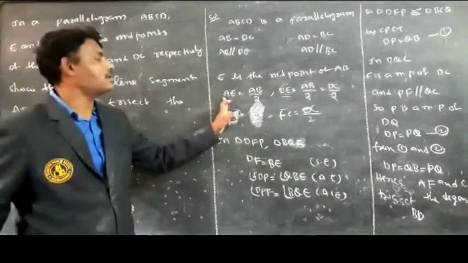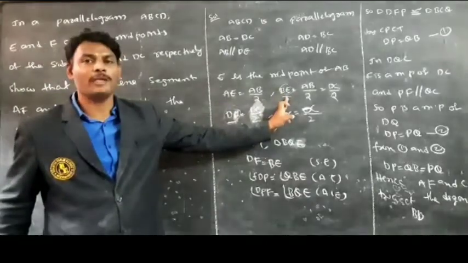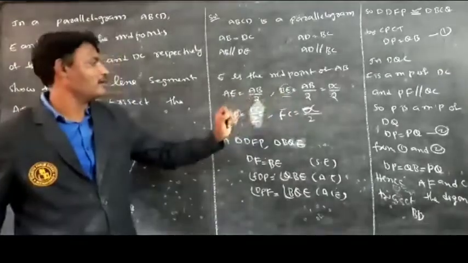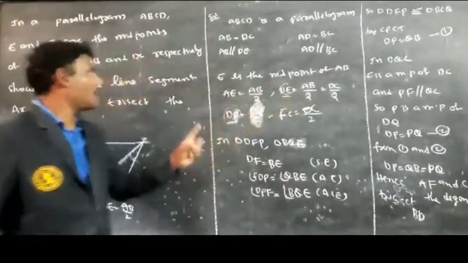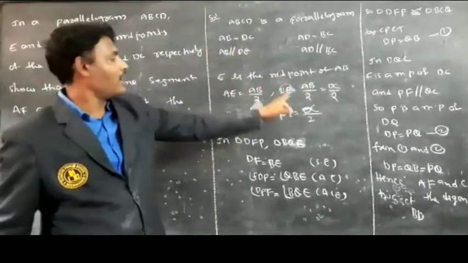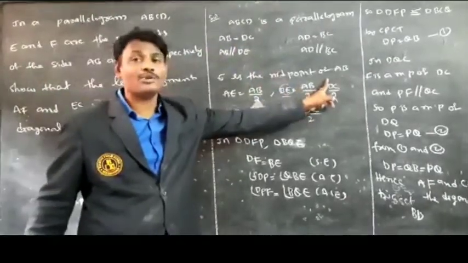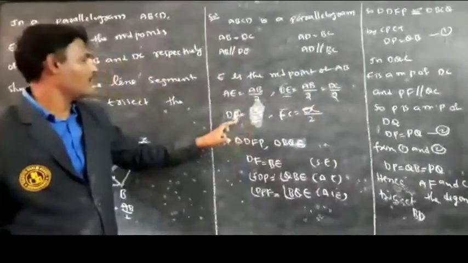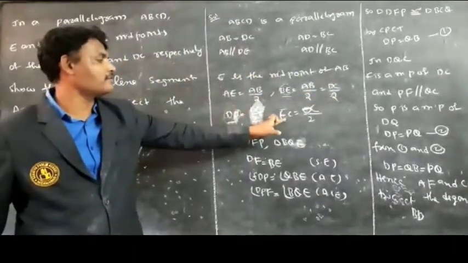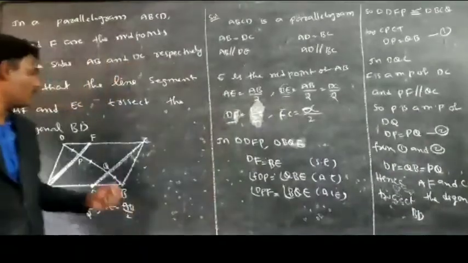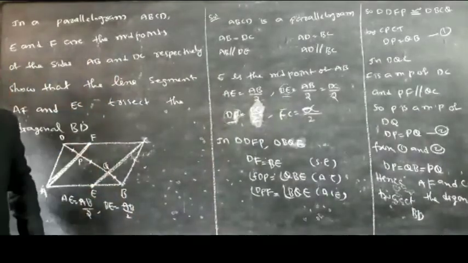See, AE is equal to AB by 2 and also BE is equal to AB by 2. Here AB and DC both are equal, so AB by 2 means it is also DC by 2. DF is equal to DC by 2 and FC is equal to DC by 2. Why? Because F is a midpoint of DC.